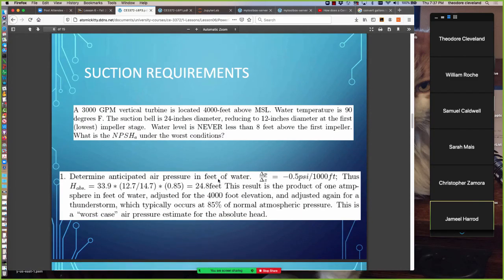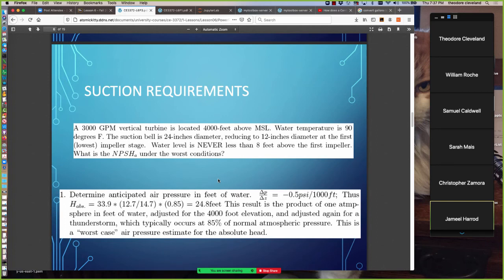So we'll go through a brief example. The problem setup is a 3,000 gallon per minute vertical turbine located 4,000 feet above mean sea level. The water temperature is 90 degrees Fahrenheit, so it's pretty warm water. The suction bell is a 24-inch diameter, reducing to 12-inch diameter at the first impeller. That's giving us information to come up with a loss coefficient. The water level is never less than 8 feet above the first impeller. So what's the net positive suction head available under the worst imaginable conditions?